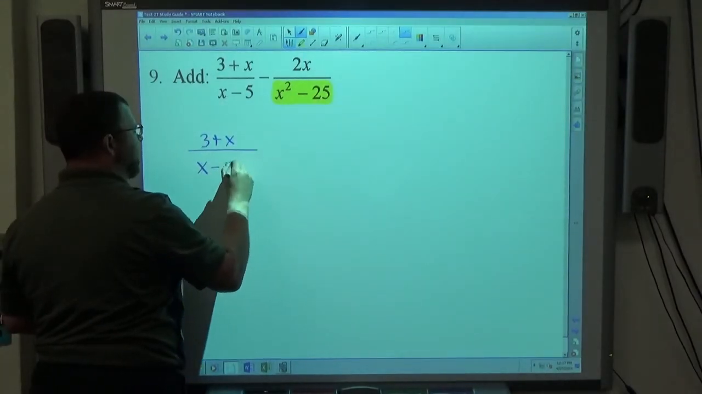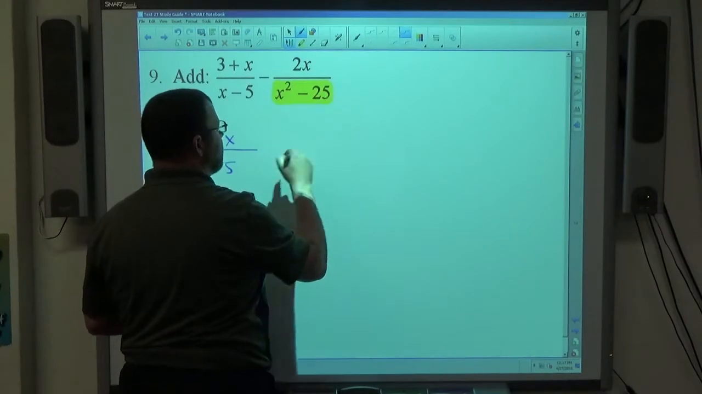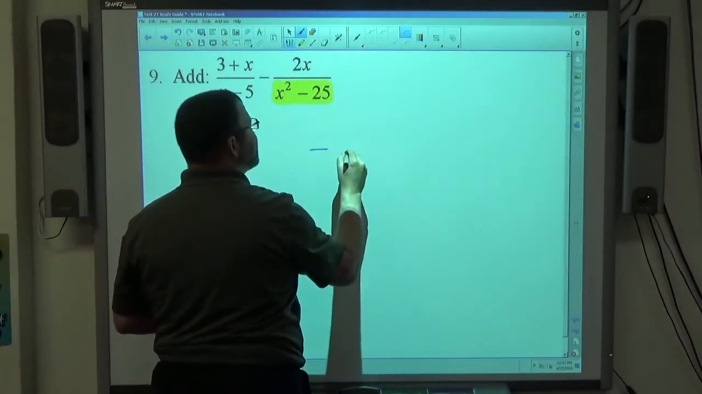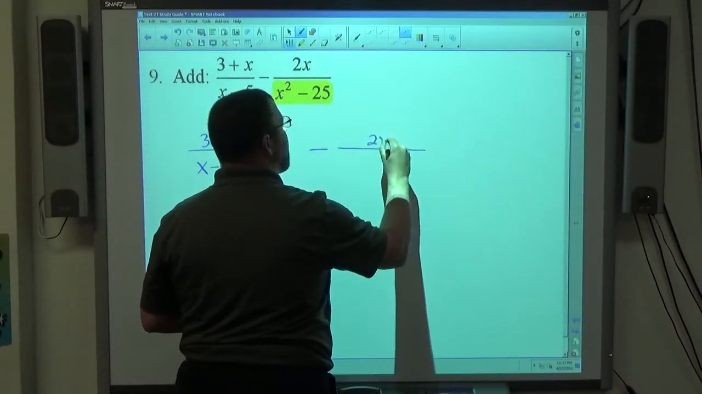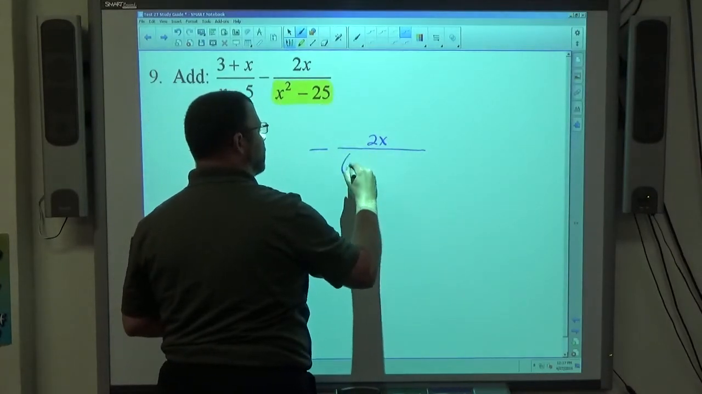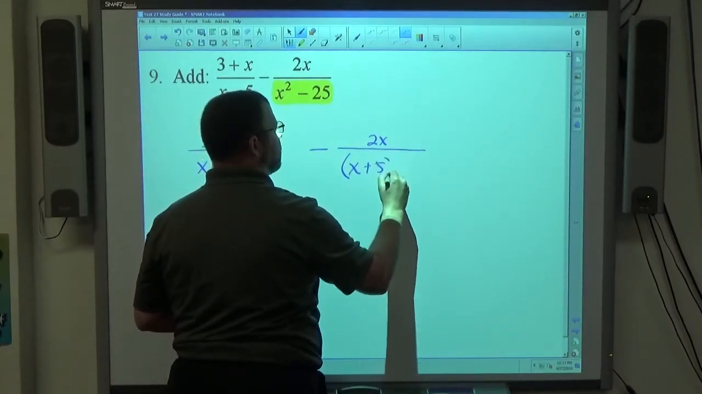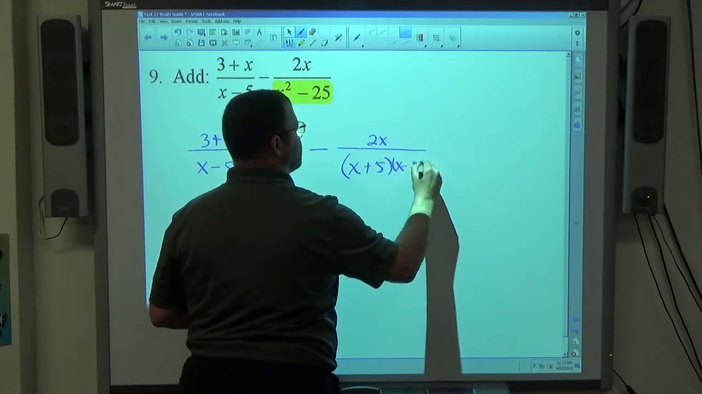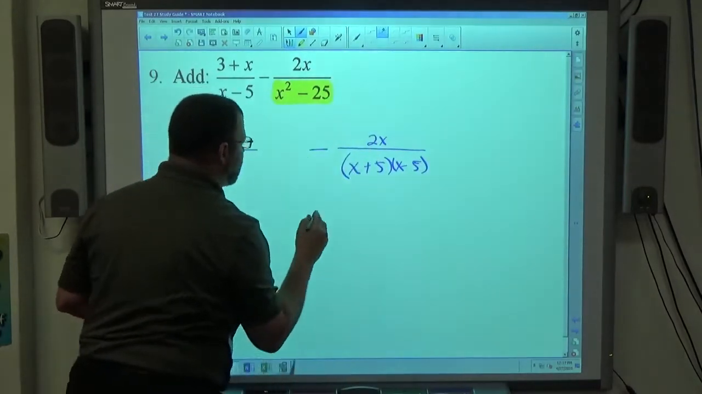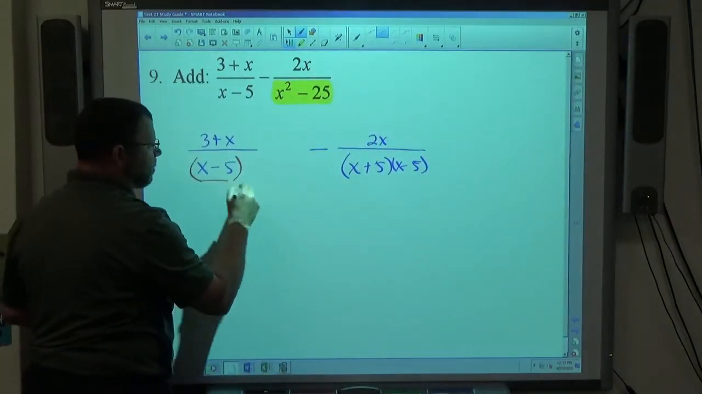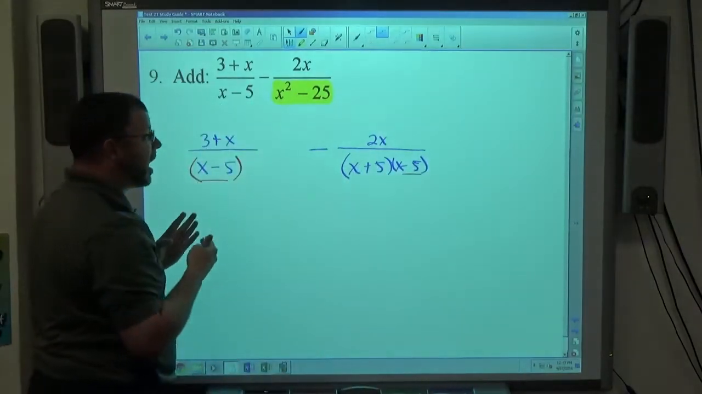I'm going to leave myself a little bit of space here in case I need to make a common denominator. And then in the second fraction, I'm going to keep 2x on top, but x squared minus 25 is a difference of squares, so x plus 5 times x minus 5. And what we're supposed to notice is that x minus 5 matches x minus 5. They already have that in common.